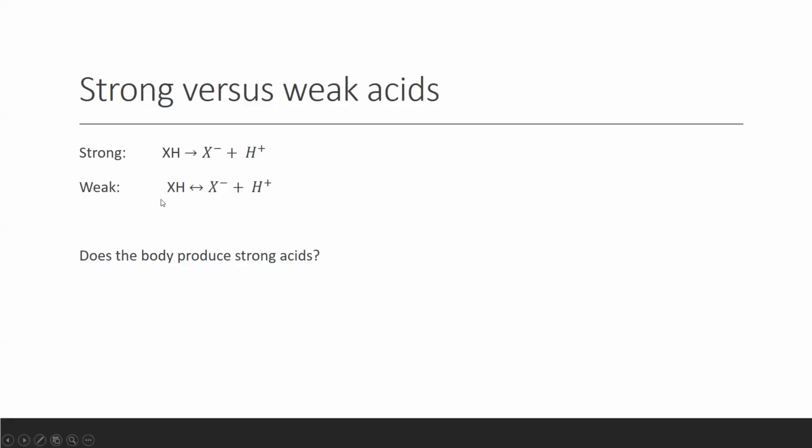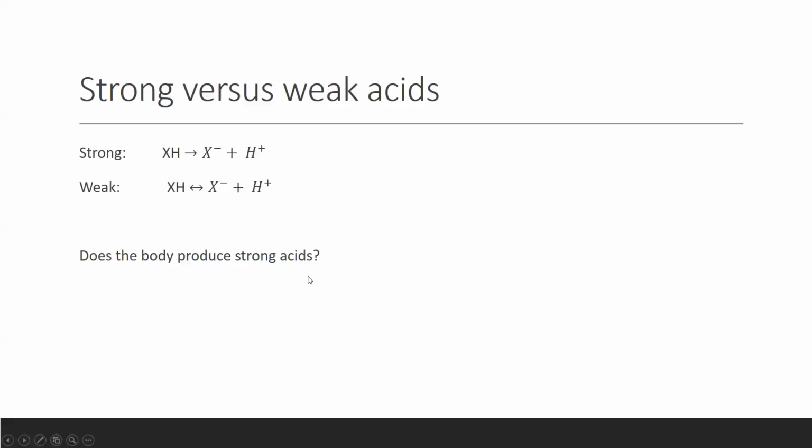Weak acids do not completely ionize, meaning that you have products on both sides of the equation. XH goes backwards and forwards to X minus and H plus. And this is a simple equilibrium. So increasing the proportion of either of the products will push the reaction back towards the left.